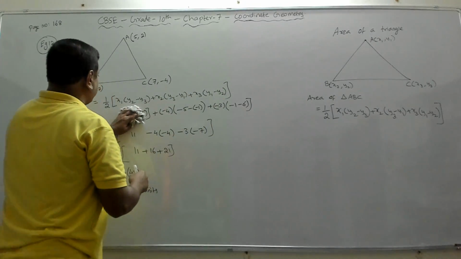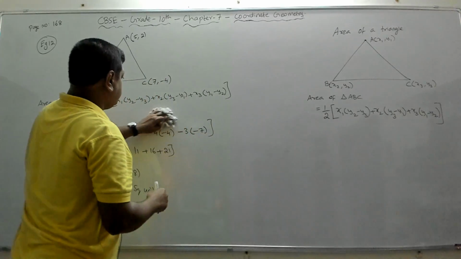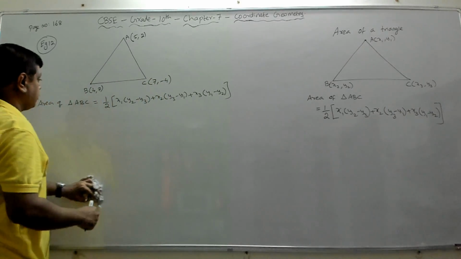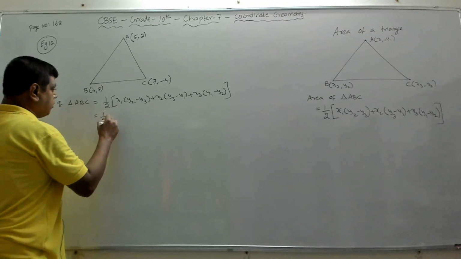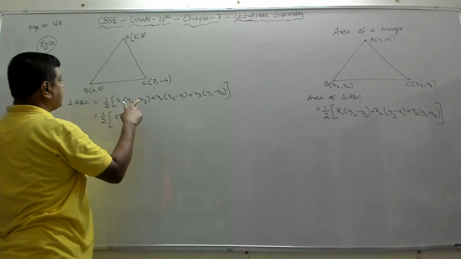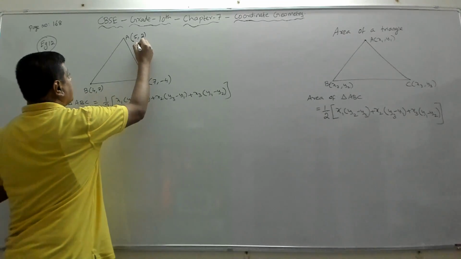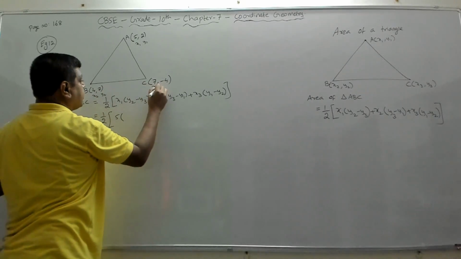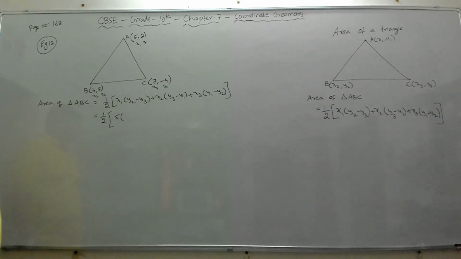Now we need to substitute the values. So the area is equal to 1/2 of x1, x1 is 5, into y2 minus y3. This is x1, y1. This is x2, y2. This is x3, y3. Right? So we need to substitute these values in the formula to find the area of the triangle.